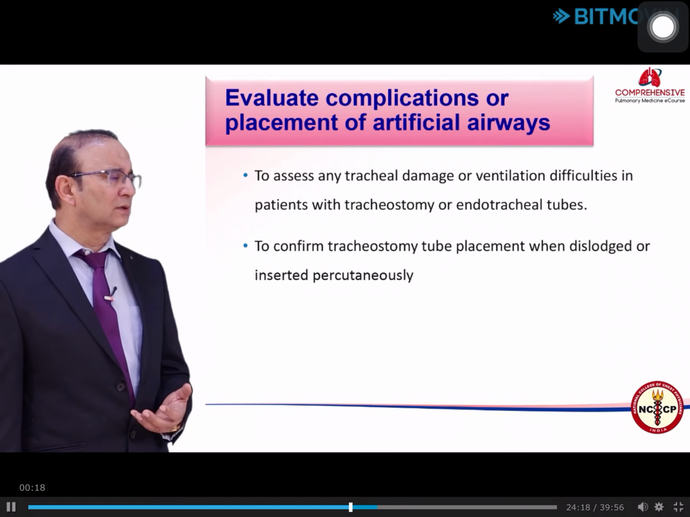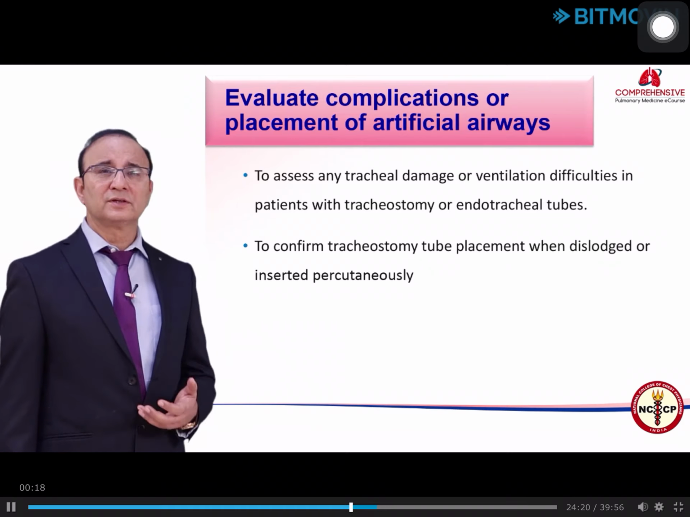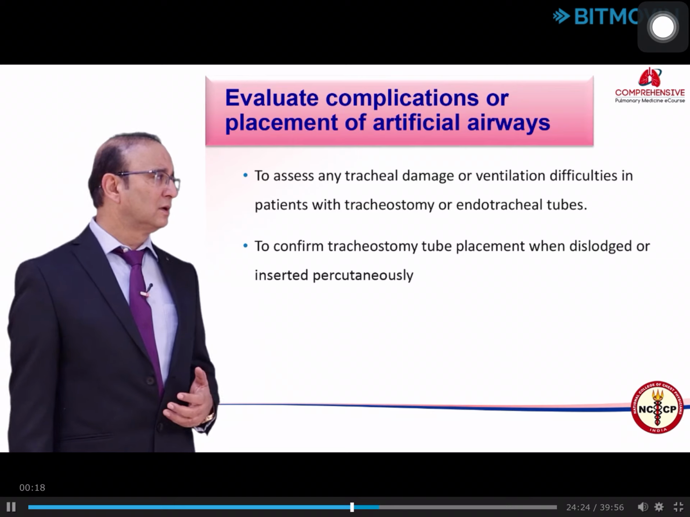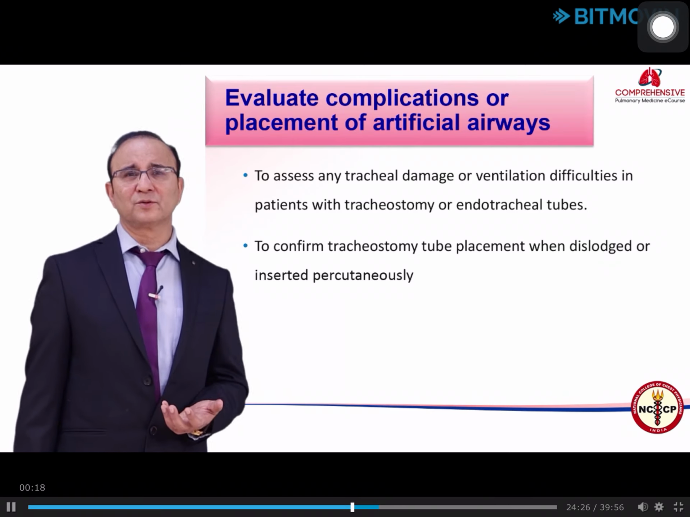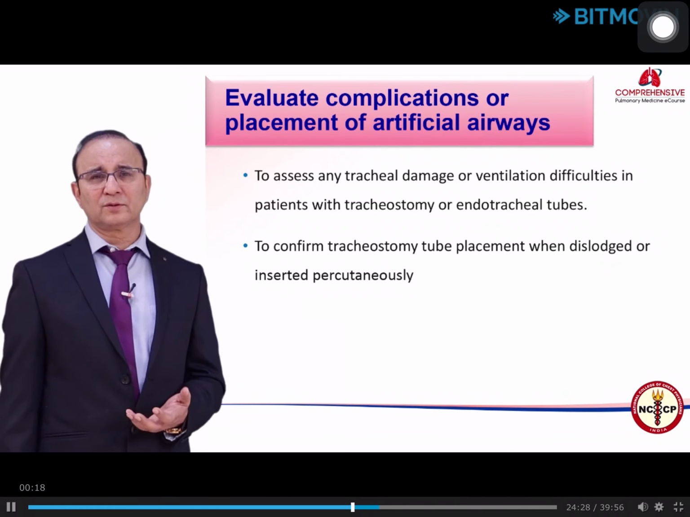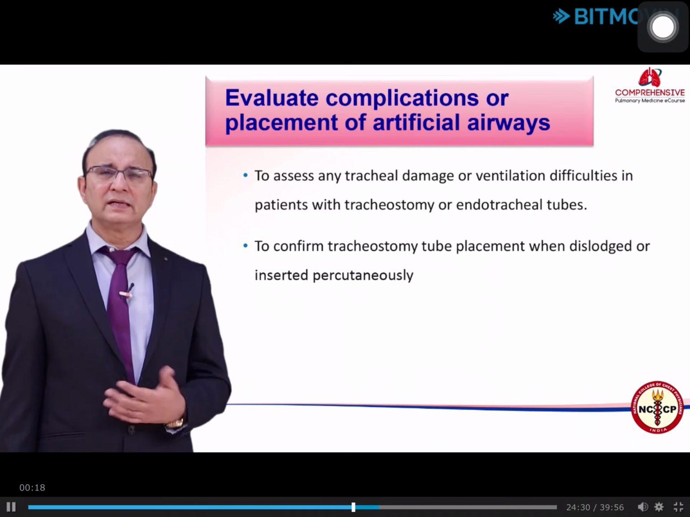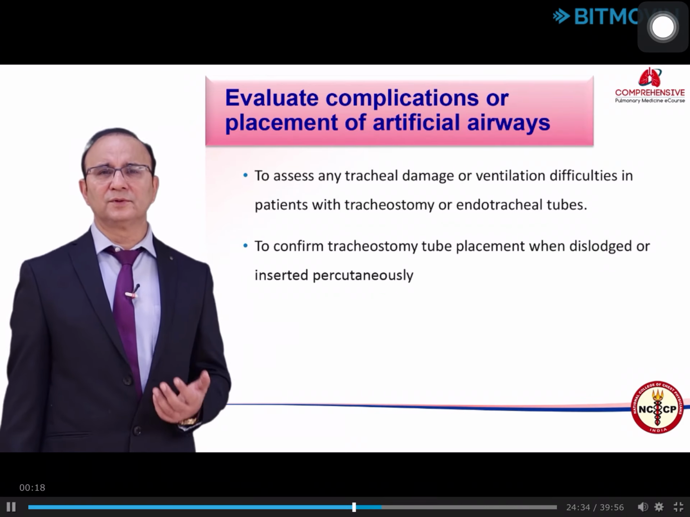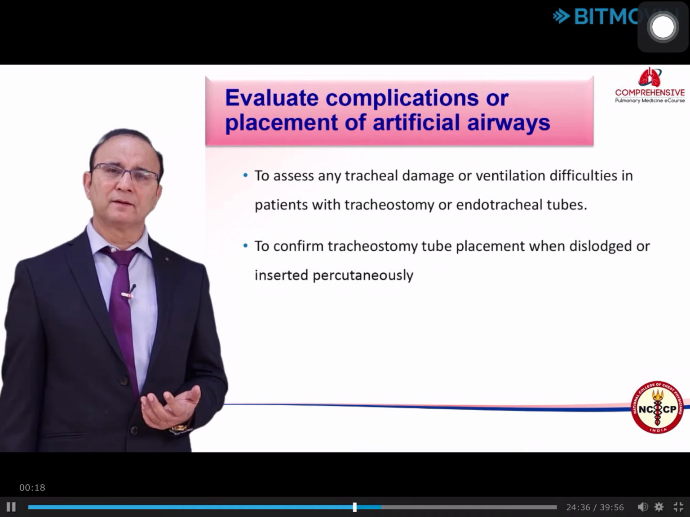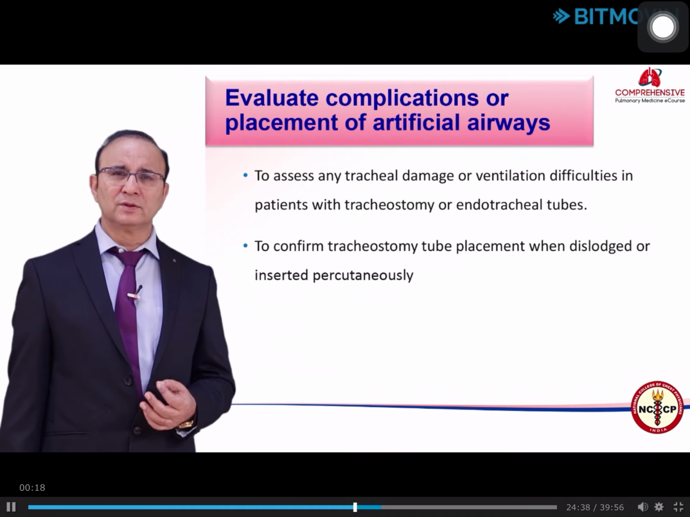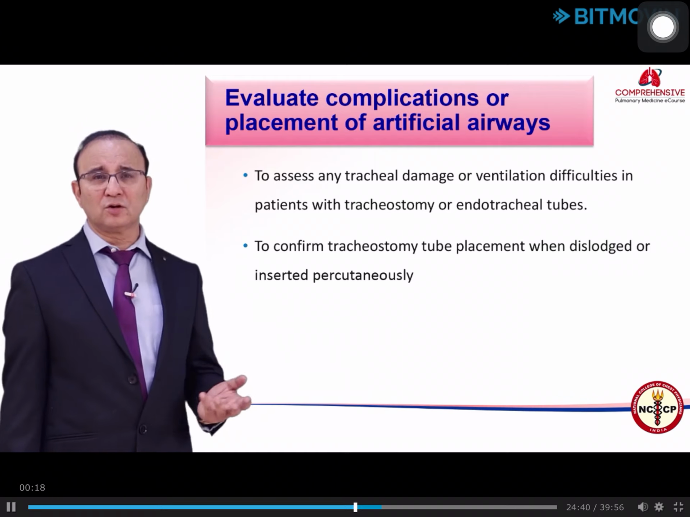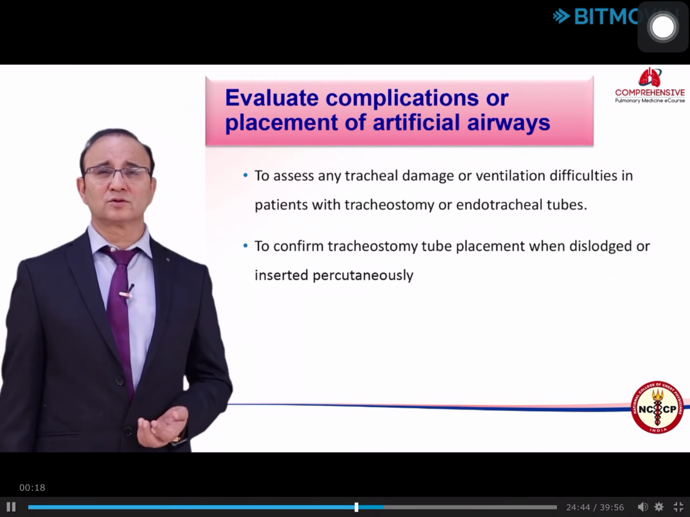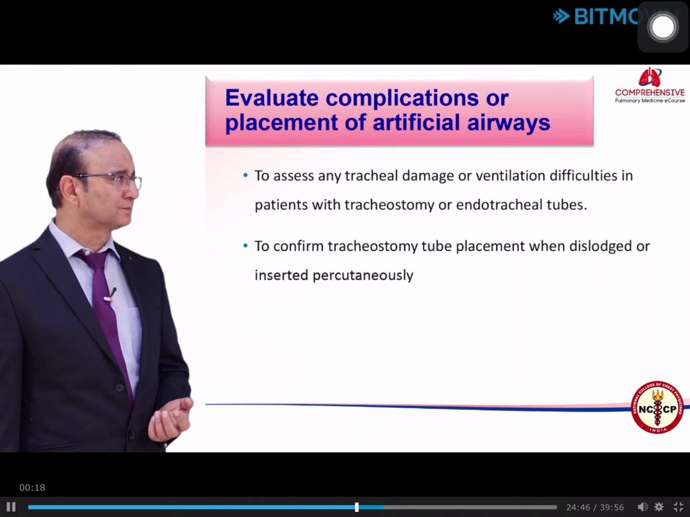It is also done to confirm the tracheostomy tube placement when there is a dislodgement or when you have inserted it percutaneously, because whenever a percutaneous tracheostomy is done, ideally after you've completed it, you confirm the site of the tracheostomy tube. Similarly, in a patient where it has been dislodged and you have put it back in, you need to confirm that. There also the bronchoscope can be used.